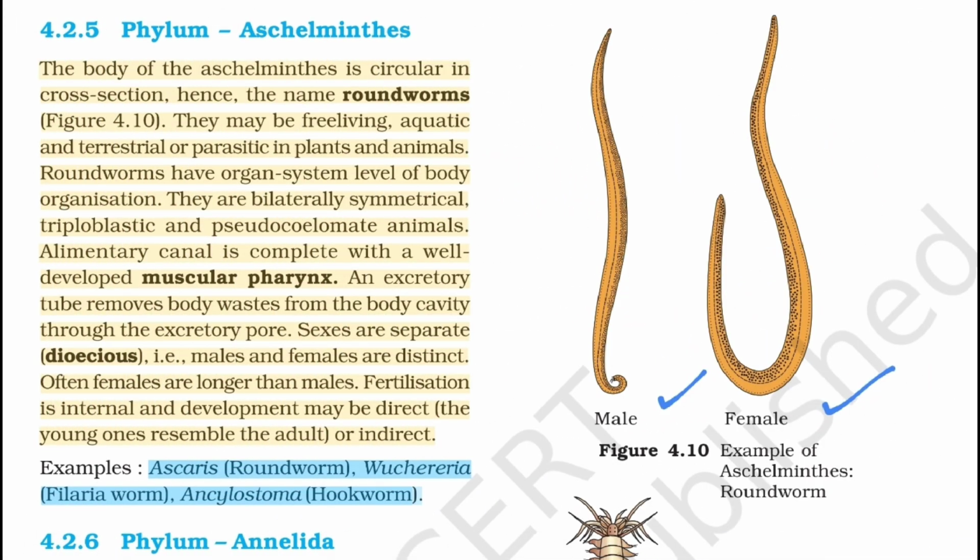4.2.5. Phylum Aschelminthes. The body of the aschelminths is circular in cross-section, hence the name roundworms. Figure 4.10. They may be free-living, aquatic, and terrestrial or parasitic in plants and animals. Roundworms have organ system level of body organization. They are bilaterally symmetrical, triploblastic and pseudocoelomate animals. Alimentary canal is complete with a well-developed muscular pharynx. An excretory tube removes body wastes from the body cavity through the excretory pore. Sexes are separate. Dioecious, that is, males and females are distinct. Often females are longer than males. Fertilization is internal and development may be direct, the young ones resemble the adult, or indirect. Examples: Ascaris, roundworm, Wuchereria, filaria worm, Ancylostoma, hookworm.